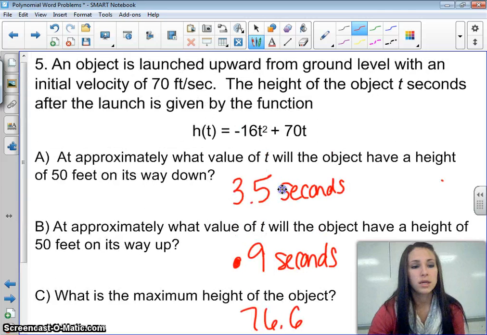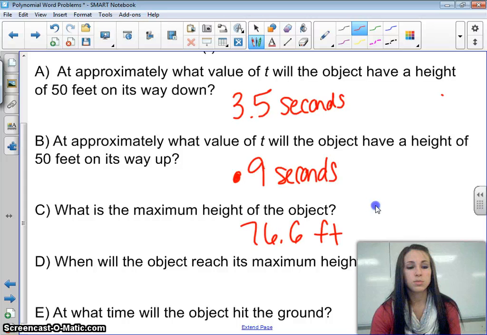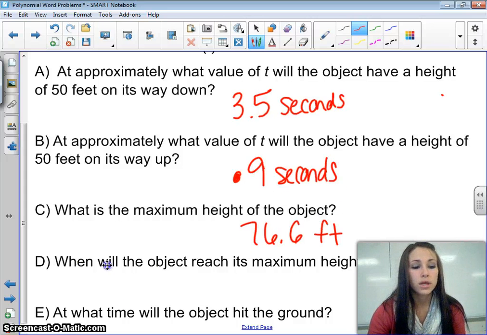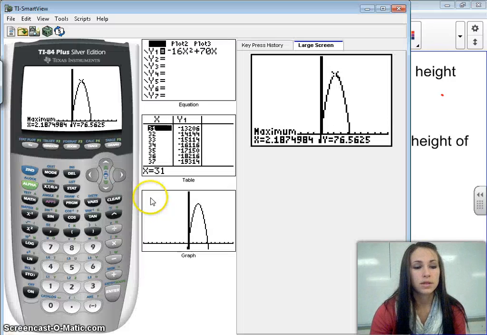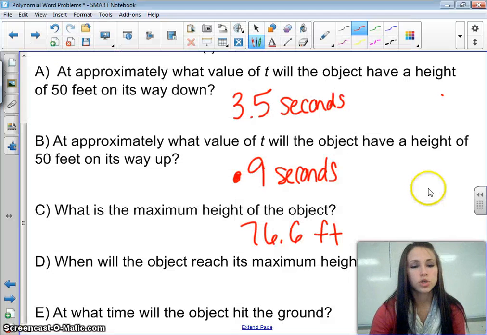And that is going to be feet. So 76.6 feet is the maximum height. Now it wants to know when will the object reach its maximum height, and so that is going to happen at this x value, which is like our t value, so that is basically 2.2 seconds.